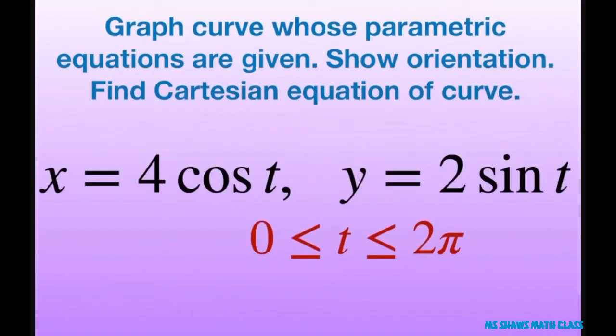Hey everyone, we're going to graph the curve whose parametric equations are given and show the orientation. Also find the Cartesian equation of the curve. We have x equals 4 cosine of t and y equals 2 sine of t, and this is from 0 to 2 pi for t.